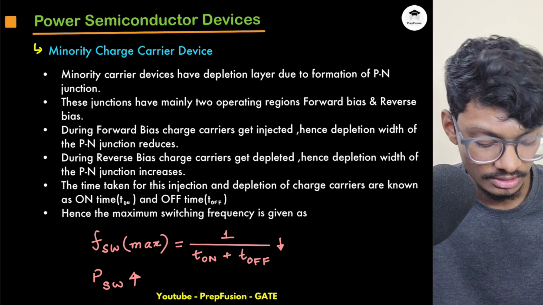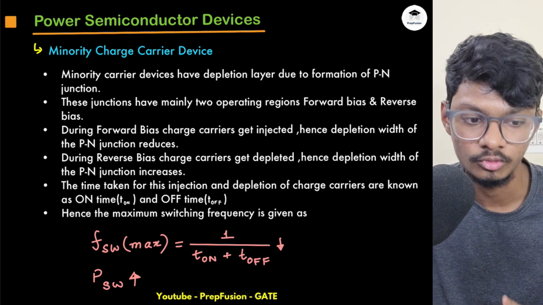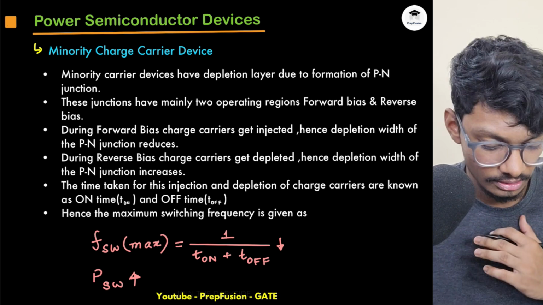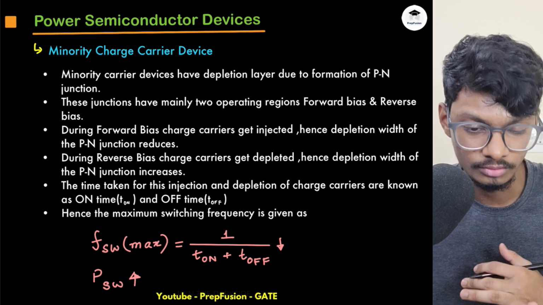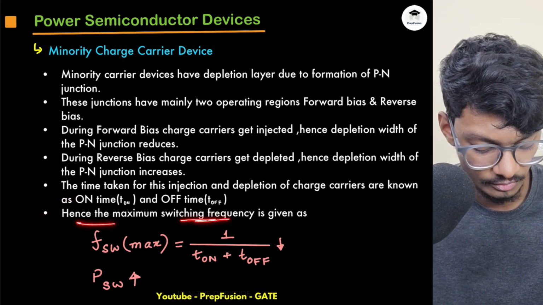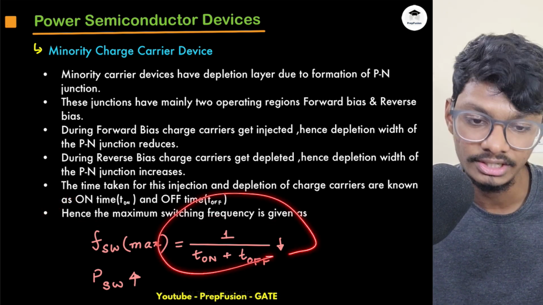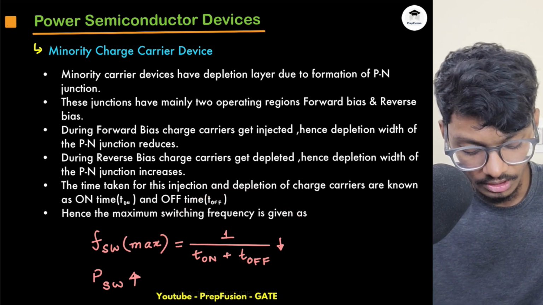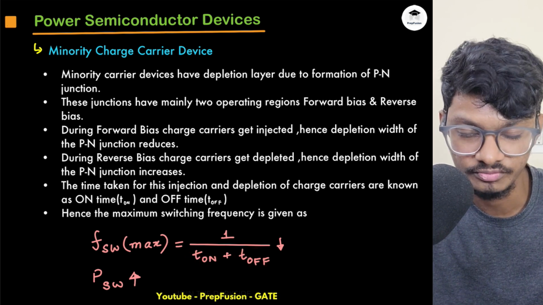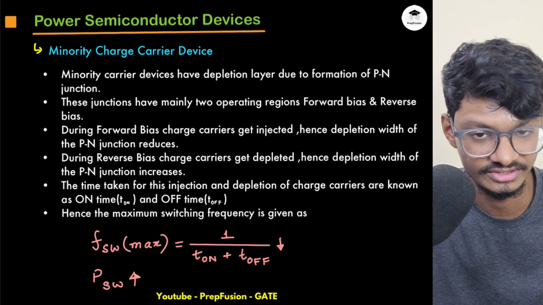In the case of diode as well, there will be some on time for the diode to be completely conducting, or there will be some off time to completely be insulated, and it should pass zero current. So this is the on time and off time. Hence the maximum switching frequency is given as 1 by T on plus T off. Now basically what is happening, due to this T on and T off, maximum switching frequency is reducing. I've told this previously as well.